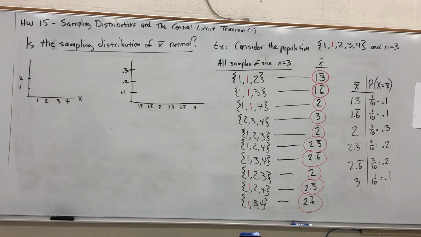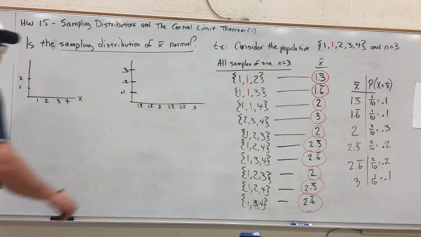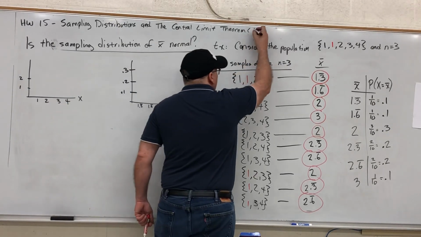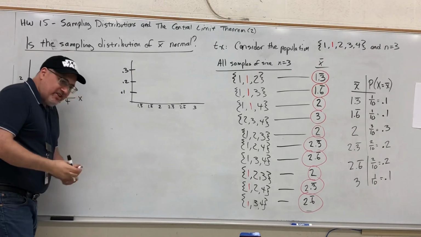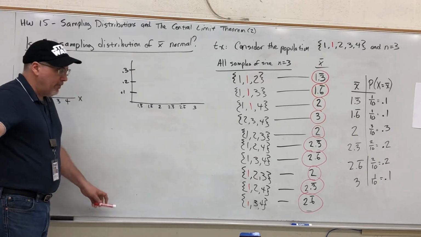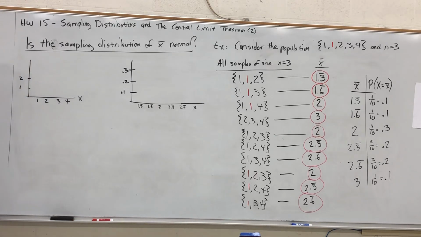Homework 15, Sampling Distributions in the Central Limit Theorem, Video 2. Is the sampling distribution of x bar normal? Because if it is, then we can use the z-table and do probabilities. Now, what do I mean by that?